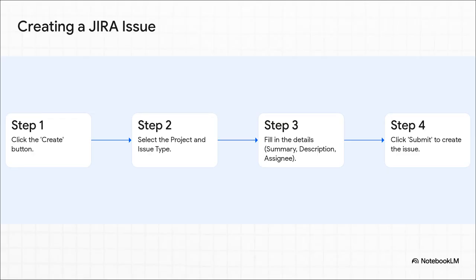And creating an issue is super, super simple. Seriously, you're just going to look for that big Create button and click it. Then you pick the project you're working in and what kind of issue it is. You know, a bug, a story, whatever. Fill in the important stuff: a quick summary, a good description, and who's going to work on it. Click Submit, and boom, you're done. That piece of work is now officially being tracked.